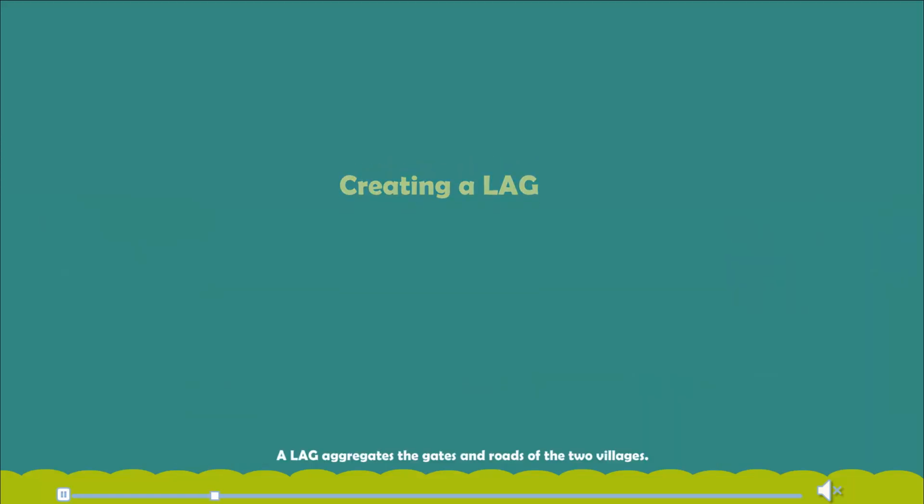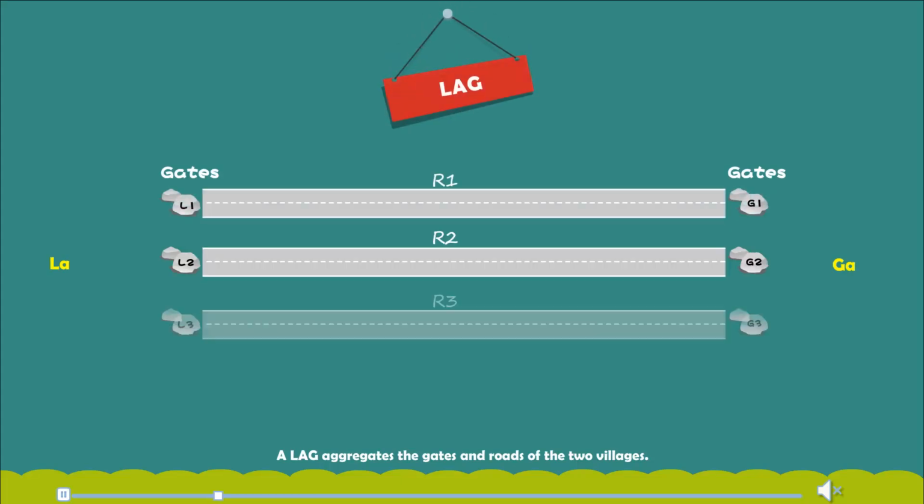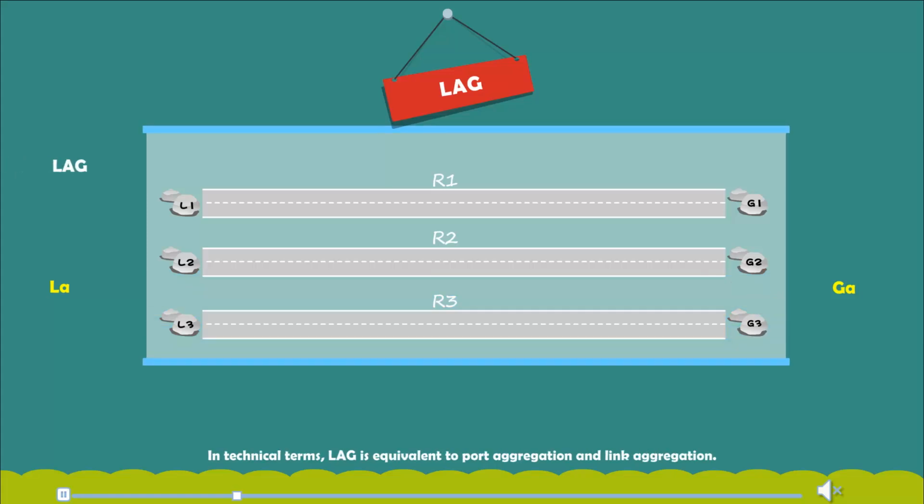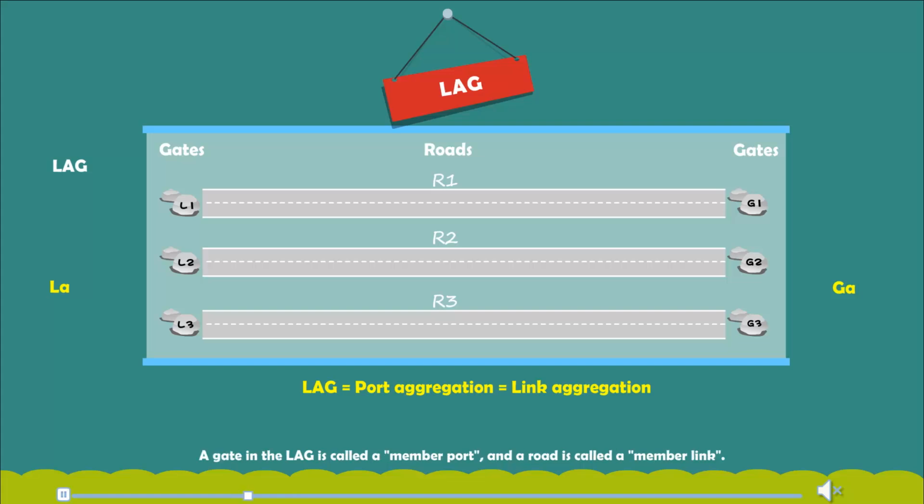A LAG aggregates the gates and roads of the 2 villages. First, some gates of the 2 villages are selected and added into the LAG. Then the roads connecting the gates are also added into the LAG. In technical terms, LAG is equivalent to port aggregation and link aggregation. A gate in the LAG is called a member port, and a road is called a member link.